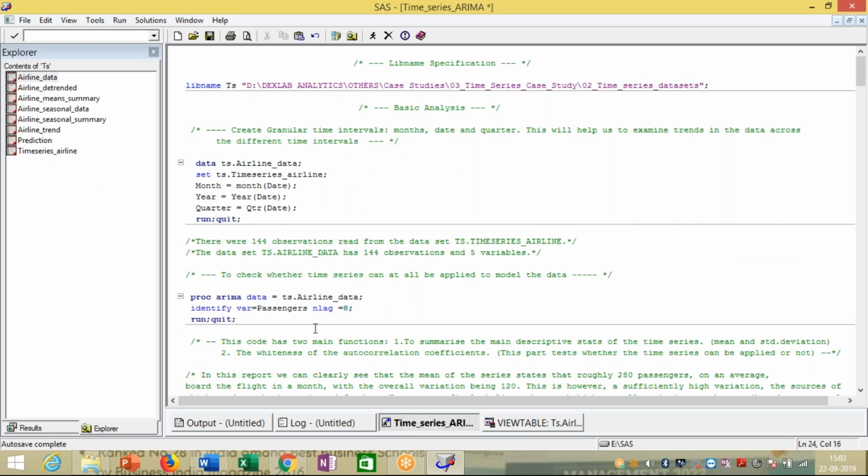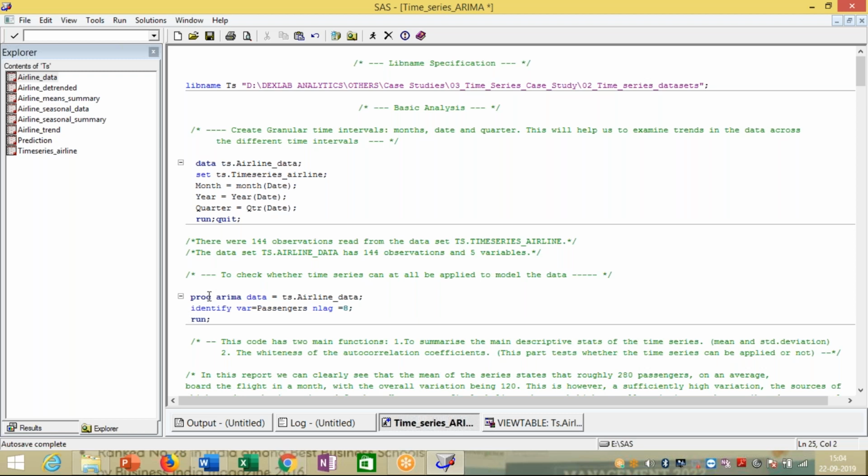So let's run. Now, before running this, let me introduce you to the components of this code. The ARIMA procedure is the procedure in SAS to execute the time series model, the auto-regressive integrated moving average set of time series models, right? The next part is identify. This identify statement helps us identify the basic descriptive statistics of the time series model.